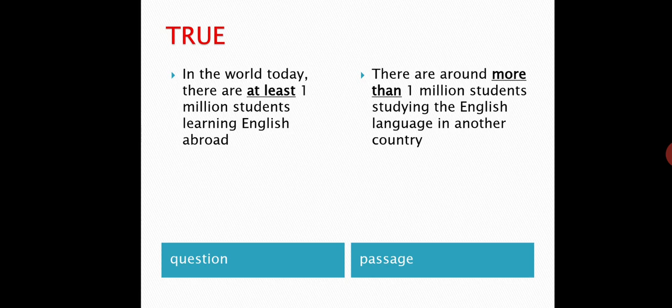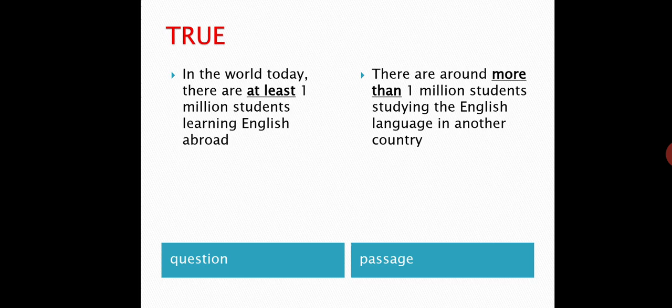Now, I have seen in the 4th paragraph that there is something that matches the content of what I have seen in my question. And there we go. There are around more than 1 million students studying the English language in another country. So studying English language, learning English, and then another country, abroad. So they're the same. Like I said, context will be really applied here. There will be similarities of the words that will be seen here. So you have to really be careful about this one.